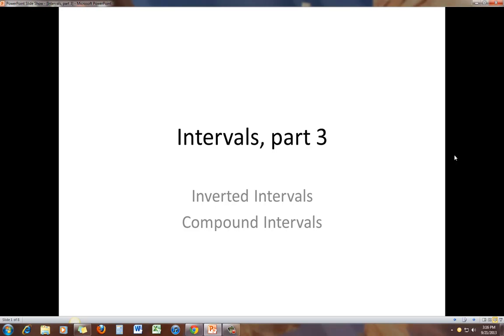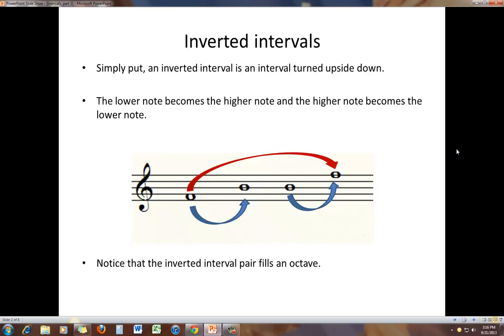This is the final video which will discuss intervals, and we will be looking at inverted intervals and compound intervals. Inverted intervals are quite simply intervals which are turned upside down. In this example, the lower note is F, the upper note is B. The inversion of this interval, the lower note is now B, the upper note is F. You have the same two notes, just flipped over.